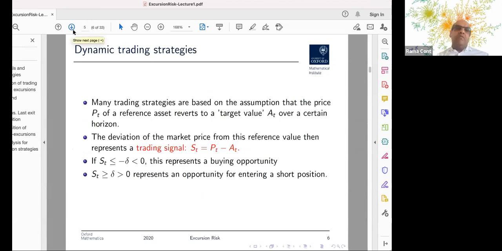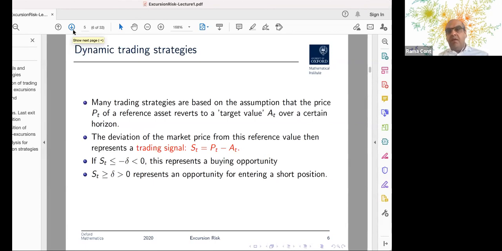The starting point of this study is the following remark, that many different trading strategies can be summarized in the following way. You have some traded asset, so it can be a portfolio, it can be a single asset. Let's call the price of this asset P_t at time t. And then the basis of the trading strategy is that you have a valuation for that asset, which we call A_t. It's a target value.